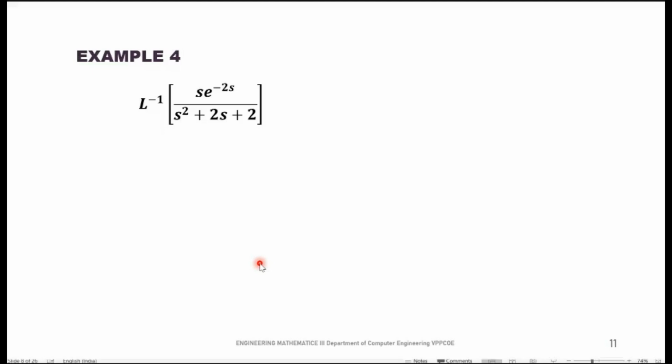Similar type, s into e raised to minus 2s upon s square plus 2s plus 2. Again, write what is a, what is f of s, and then calculate inverse and calculate f of t. Replace t by t minus a. A is equal to 2. Very good. Then f of s is equal to s upon s square plus 2s plus 2. Right.